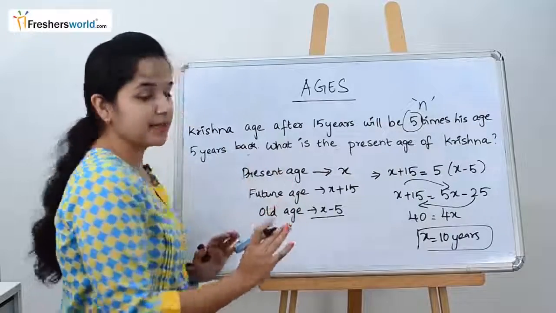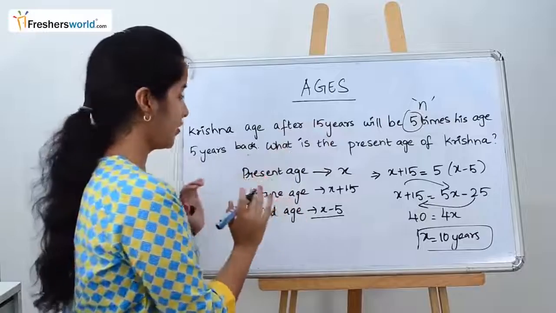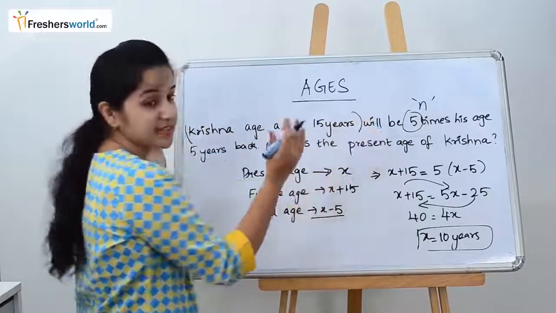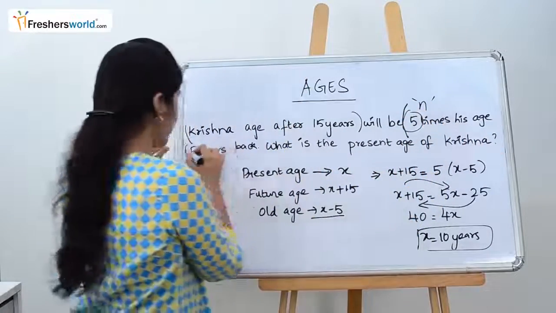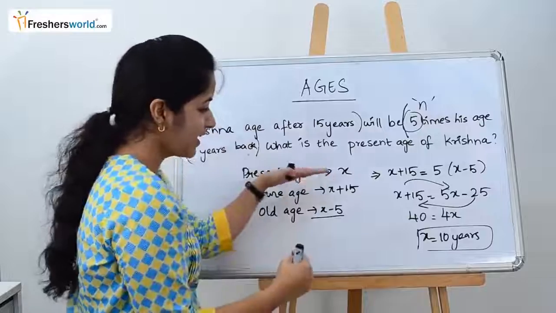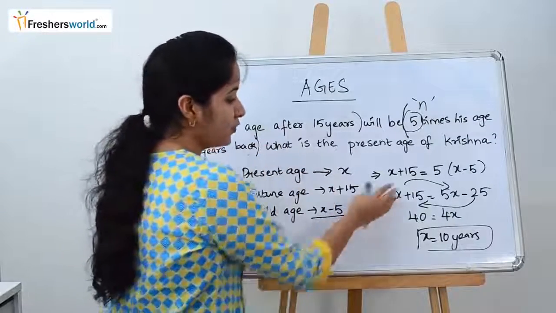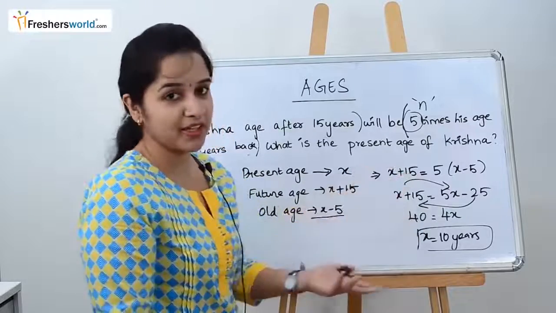In this example, once you segregate the question into 3, you will be able to answer the question. Take Krishna's age after 15 years as a separate bracket, and it will be 5 times his age 5 years back. If you segregate into the present age, past age and the future age, it will be easy for you to find the equation. Once you know the equation, it will always be easy to find the x.